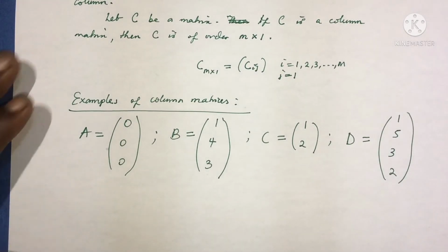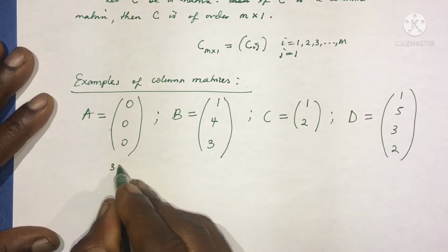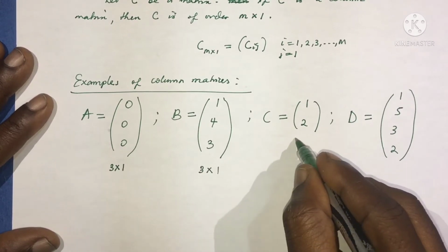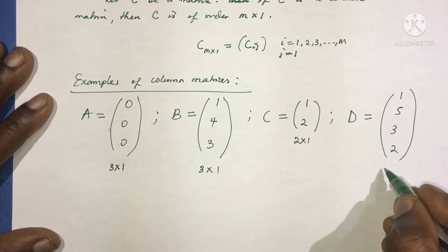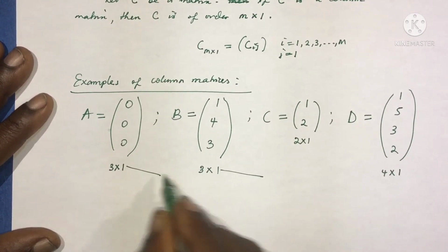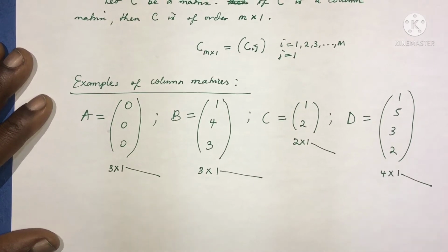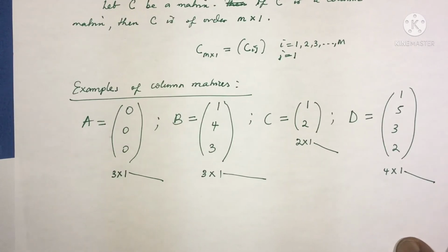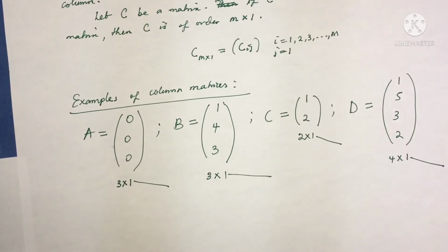Now take note of this. This matrix is of order 3 by 1. Notice this matrix is of order 3 by 1. This matrix is of order 2 by 1. This matrix is of order 4 by 1. Notice in all of them there is just one column. So all it takes for a matrix to be a column matrix is that it must have just one column. Okay? And that brings me to matrix number 3, the row matrix.